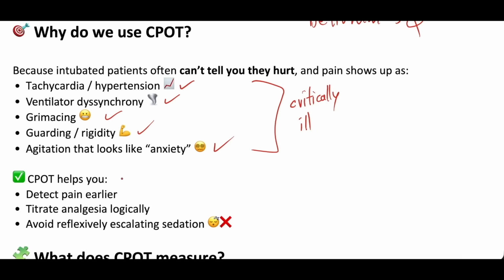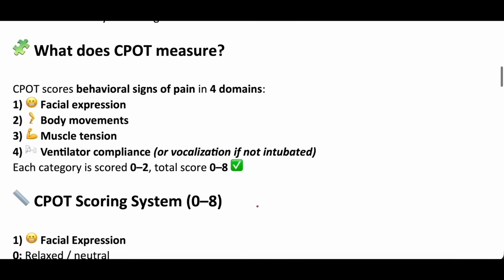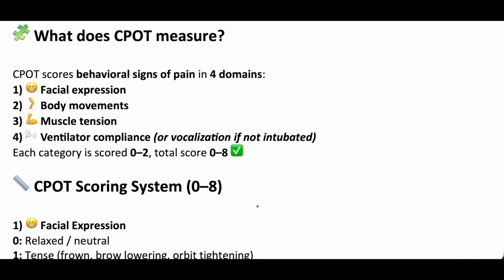So CPOT helps you detect pain earlier, treat said pain, and avoid reflexively escalating sedation when in reality you should be treating the pain. So what does the CPOT measure? Well, it looks at behavioral signs of pain across 4 different domains. Domain 1 is facial expressions, domain 2 is body movements, 3 is muscle tension, and 4 is ventilator compliance or vocalizations if they're not intubated. And each one of these categories is scored 0 through 2, and the total score is 0 to 8.